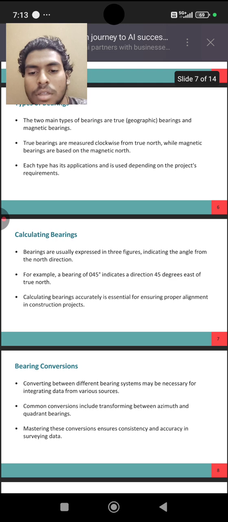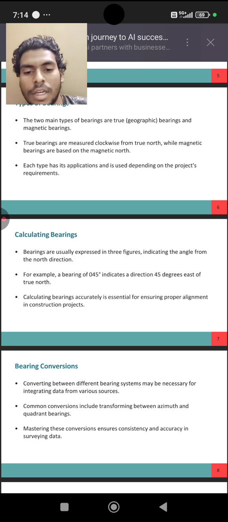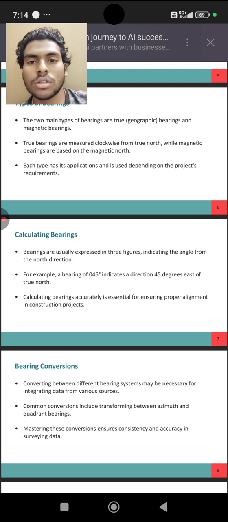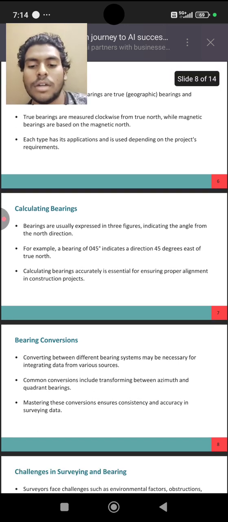Calculating the bearings. Bearings are usually expressed in three figures indicating the angle from the north direction. For example, a bearing of 45 degrees indicates a direction 45 degrees east of true north. This is by taking north and south only as the reference direction.